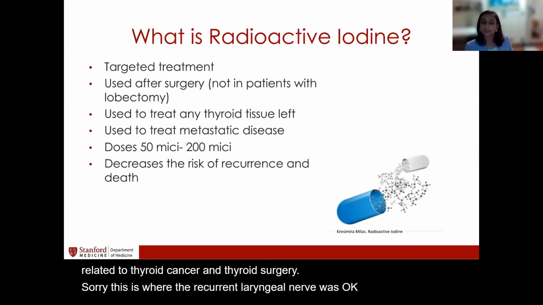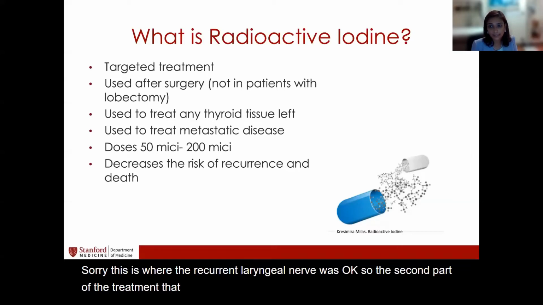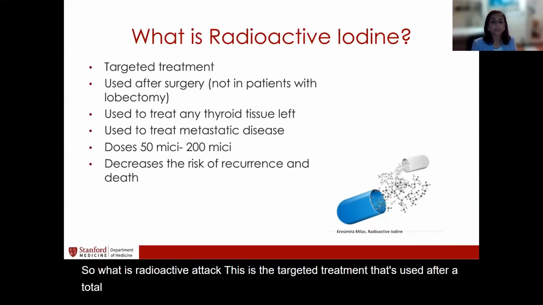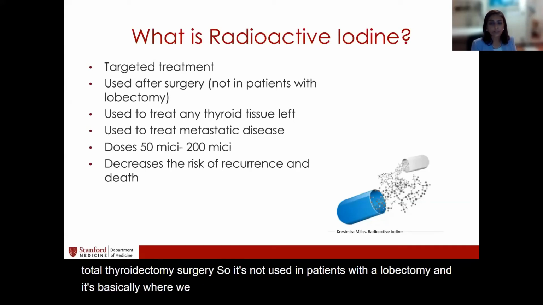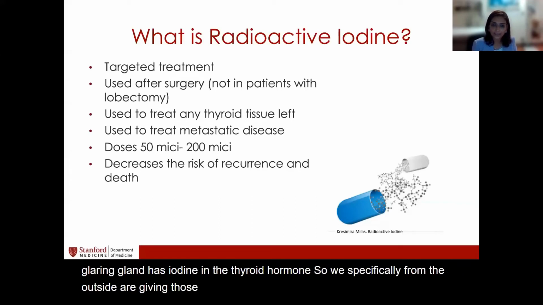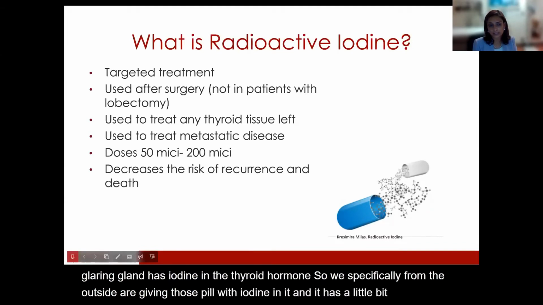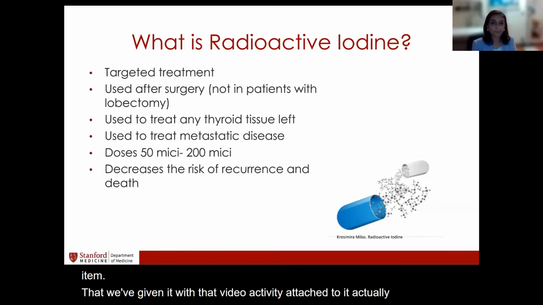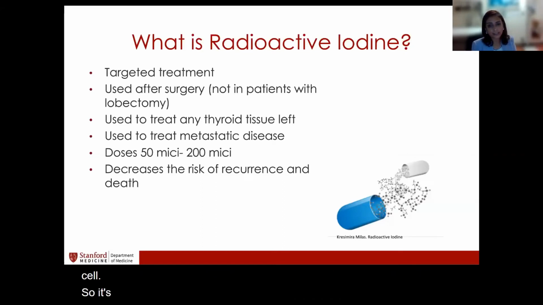Okay, so the second part of the treatment that we talked about was radioactive iodine. So what is radioactive iodine? This is a targeted treatment that's used after a total thyroidectomy surgery, so it's not used in patients with a lobectomy. Basically we give you iodine. We talked about how the thyroid gland has iodine in the thyroid hormone. So from the outside we give you a pill with iodine in it, and it has a little bit of radiation activity attached to it. When the thyroid gland takes up this iodine with radioactivity attached, it kills off that cell. So it's used to treat any thyroid tissue that's left behind.